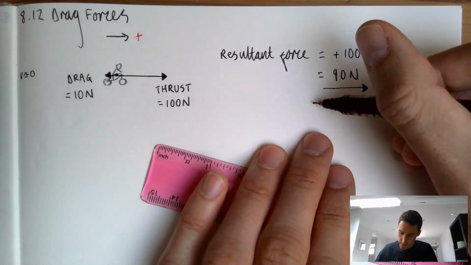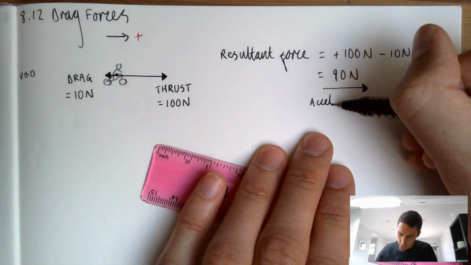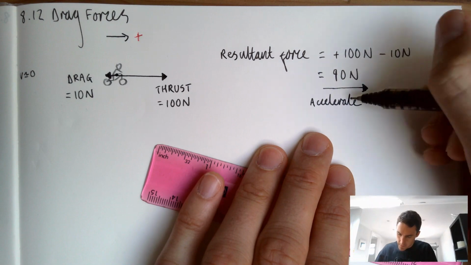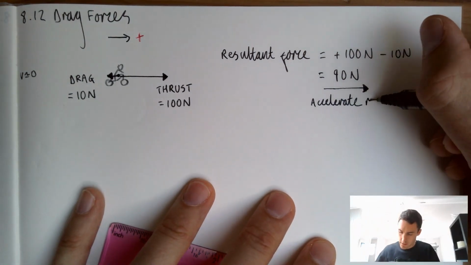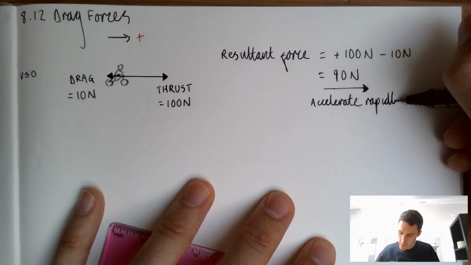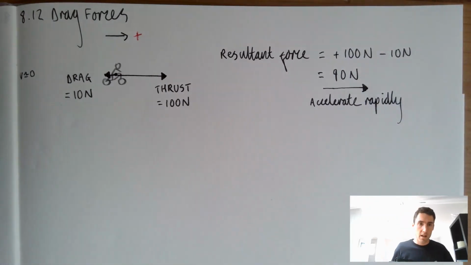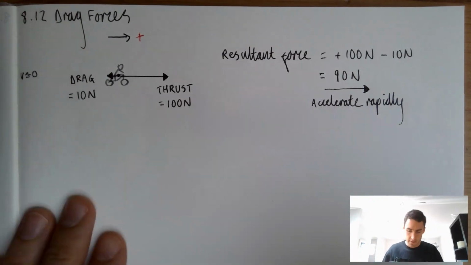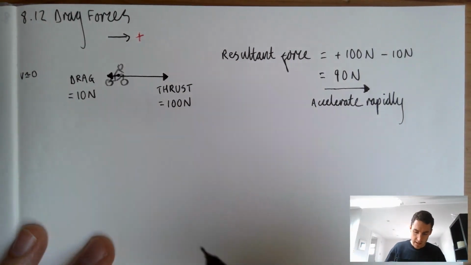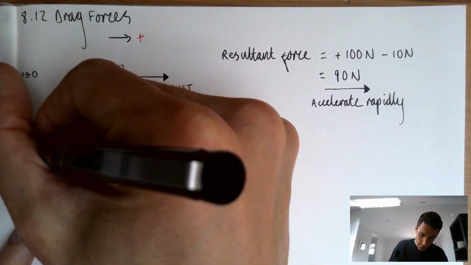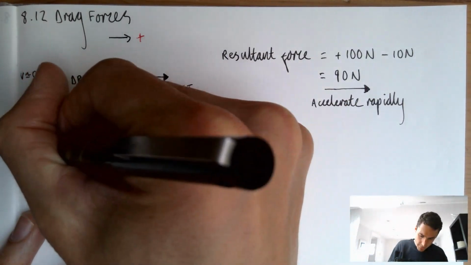So that means this cyclist is going to accelerate really fast. And accelerate, as we've been saying throughout this scheme of work, accelerate means speed up, it gets faster. So let's say 10 seconds later, now instead of being approximately 0, now my velocity has increased quite a bit. Let's say my velocity has gone up to 5 meters per second.